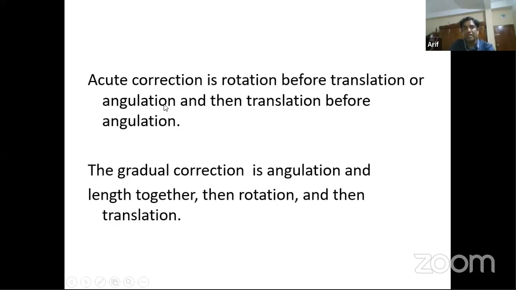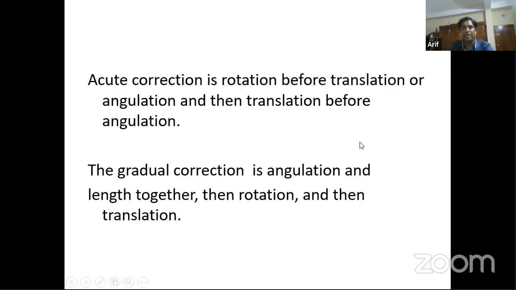Acute correction: if we think about acute correction, then the rotation comes before the translation or angulation, and the translation before the angulation. So just think about the situation that in acute correction, rotation should be first, then translation, and after translation, angulation. If you correct it acutely, in case of gradual correction, you have many freedoms.